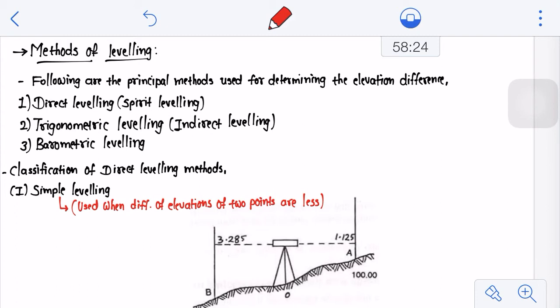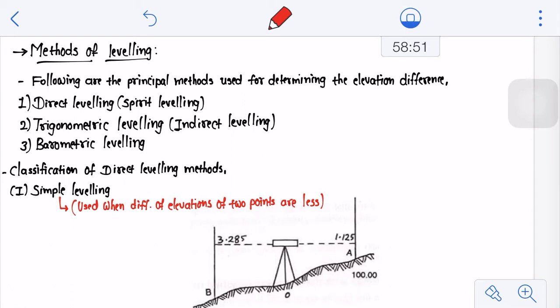Now barometric leveling is a very special and unique type of leveling, you can say. In this method, generally the altitude difference is determined by means of a barometer. Altitude difference is nothing but your height difference or elevation difference, right? So it is determined by means of a barometer, and the barometer is a device which will give you an idea about pressure differences, right?